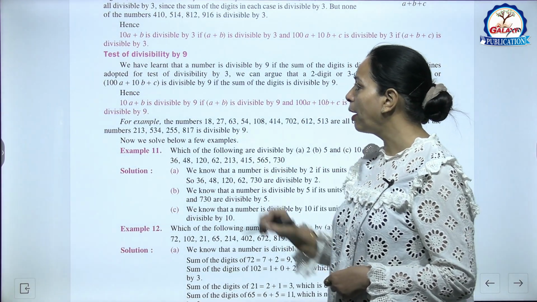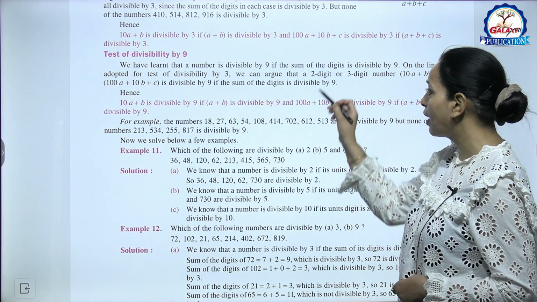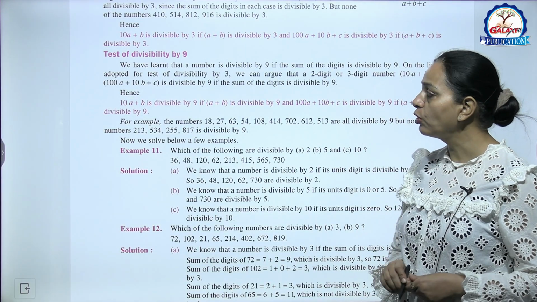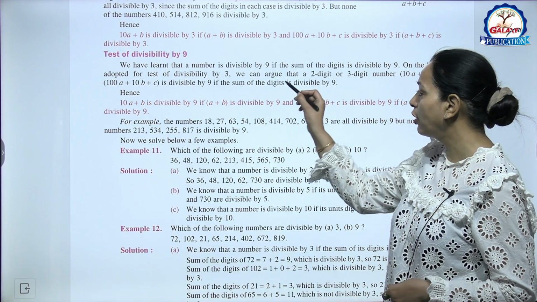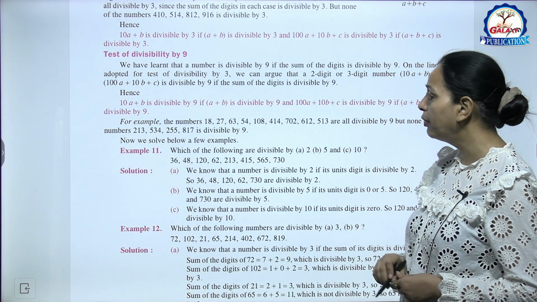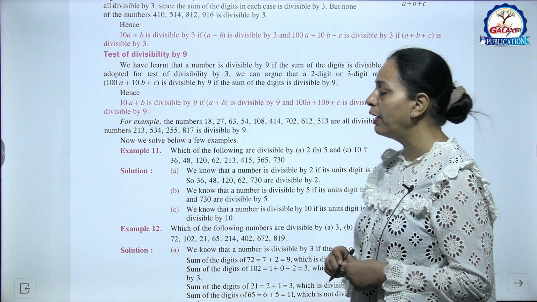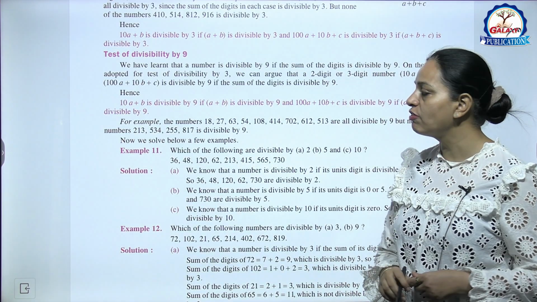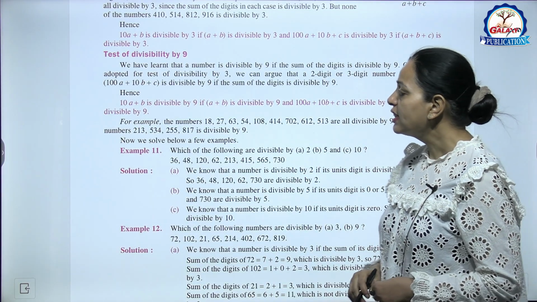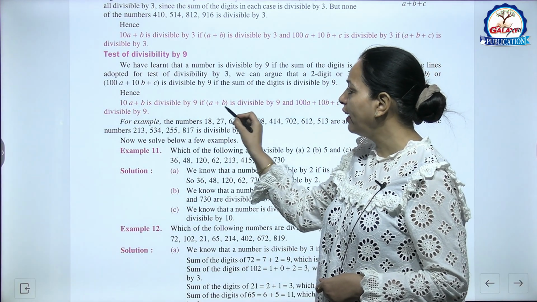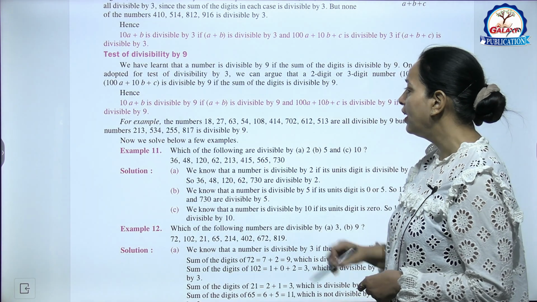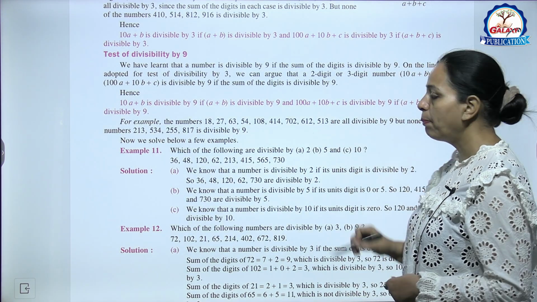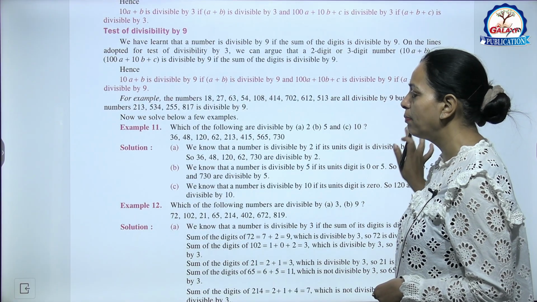We have learned that a number is divisible by 9 if the sum of the digits is divisible by 9. Now on the lines adopted for test of divisibility by 3, we can argue that a 2-digit or 3-digit number like 10A plus B or 100A plus 10B plus C is divisible by 9 if the sum of the digits is divisible by 9. So hence 10A plus B is divisible by 9 if A plus B is divisible by 9, and 100A plus 10B plus C is divisible by 9 if A plus B plus C is divisible by 9.